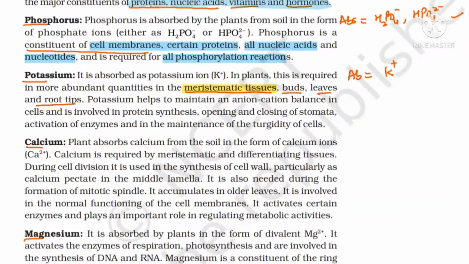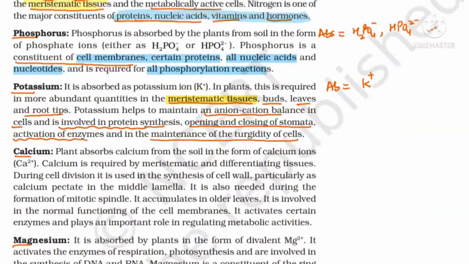Okay, root tip. It maintains anion-cation balance in the cells, and is responsible for opening and closing of stomata. Opening and closing of stomata means it helps in maintaining the turgidity of the cells. Clear? Potassium is also involved in protein synthesis, and it is also responsible for activation of a few enzymes. So you can just make a note: first how it is absorbed, second where it is present, and third its functions. What are the functions it is doing?